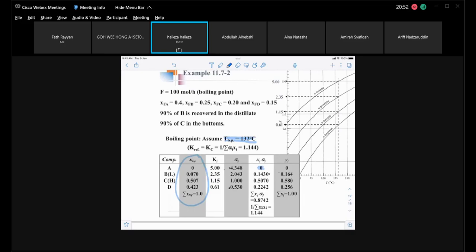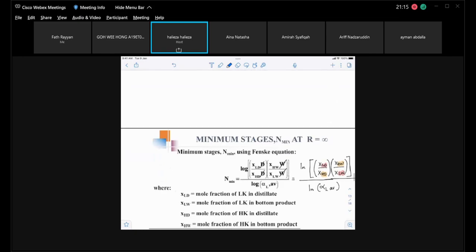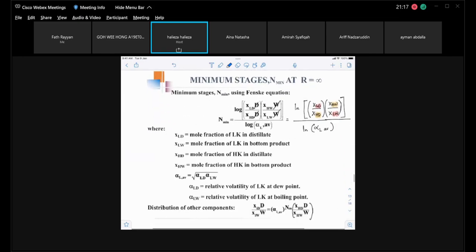And it so happened that the assumed boiling point of 132 degrees C is the correct value after trial and error. And once you manage to get the correct value of the boiling point, you will get the composition of the gas, which is in equilibrium with that of the liquid. Okay, we have done that. Next, what we did, we calculate the minimum number of stages based on the Fenske equation.